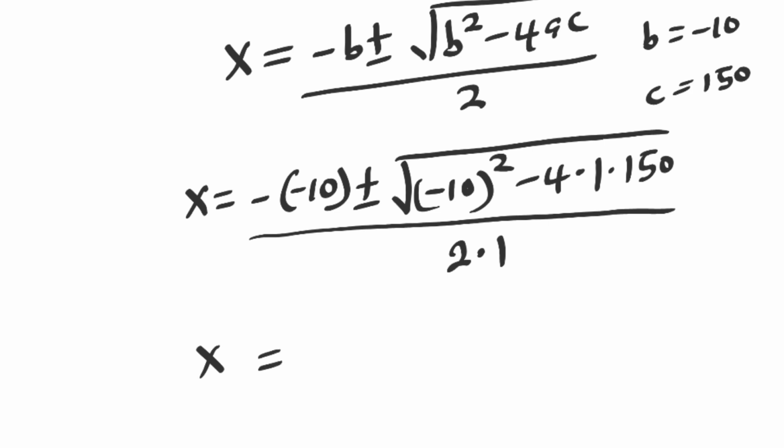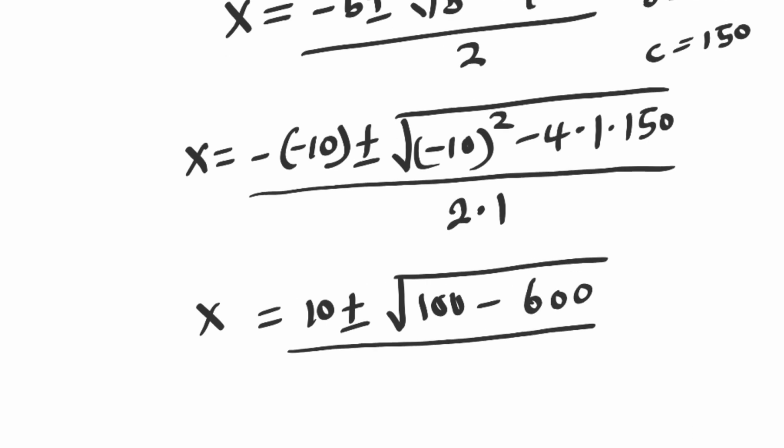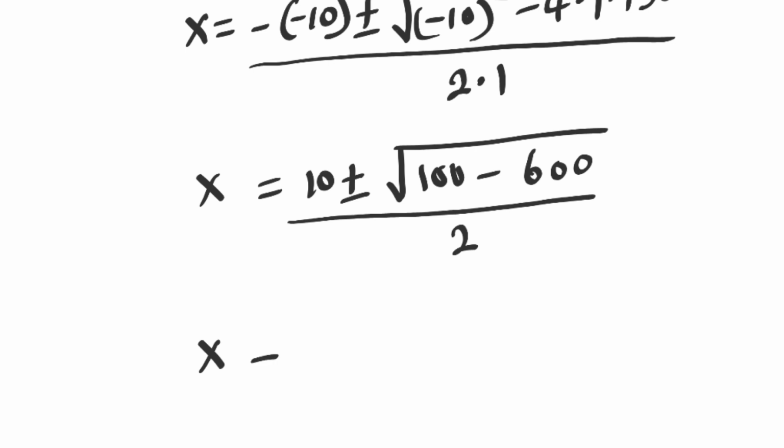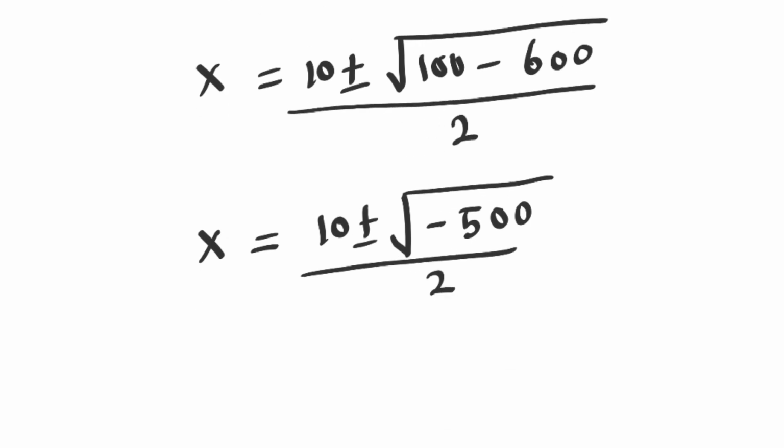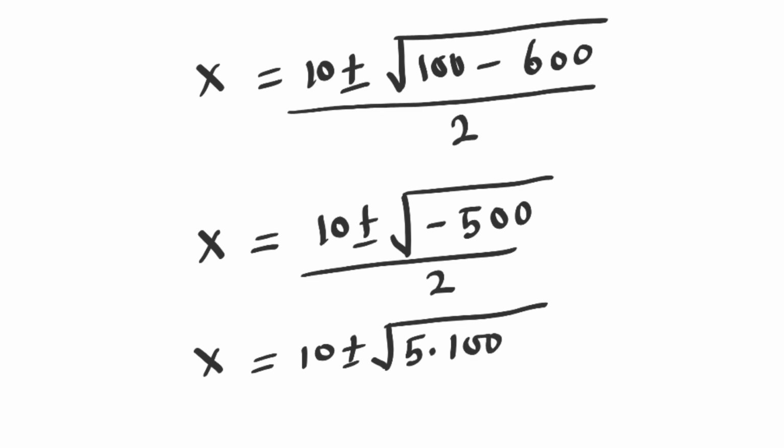x is equal to minus times minus 10, that is plus 10, plus or minus square root of minus 10 square, that is 100, minus 4 multiplied by 1 multiplied by 150, that is 600, divided by 2 multiplied by 1, 2. x is equal to 10 plus or minus square root of 100 minus 600, this is minus 500, divided by 2. x is equal to 10 plus or minus square root of 500, which can be written as square root of 5 multiplied by 100 multiplied by minus 1, divided by 2.